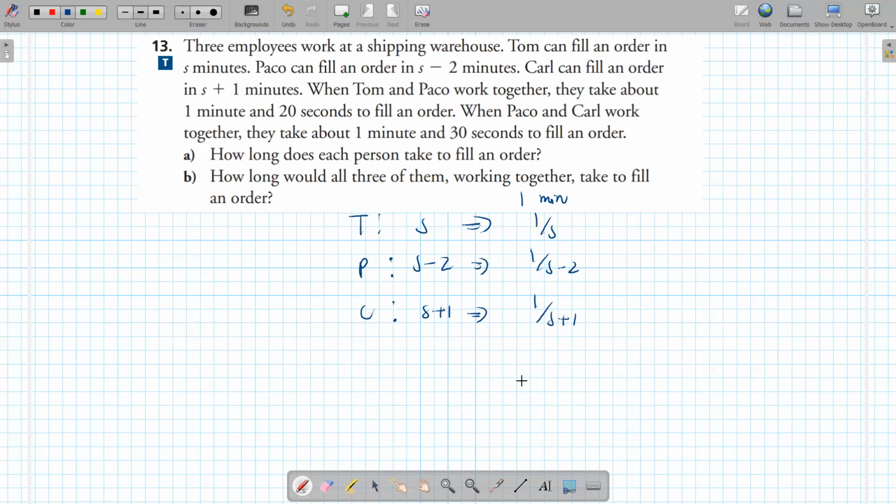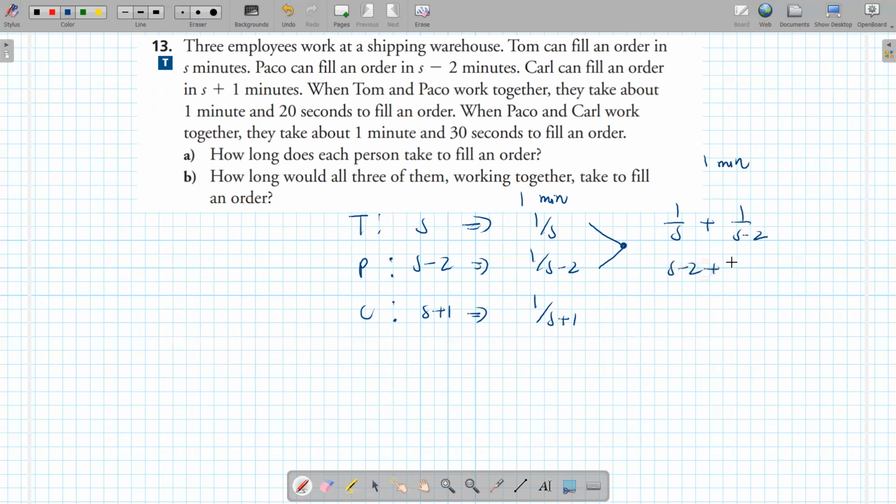But let's read the question. It says, when Tom and Paco work together, they take 1 minute and 20 seconds. Okay, so we need the combined time of T and P, right? So we need the combined time for this guy and this guy. So that'll be 1/s plus 1/(s minus 2). This is for 1 minute.